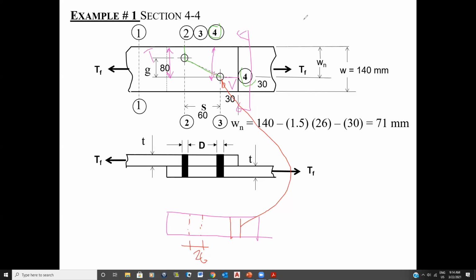Now, if I look at here, this only goes through half the hole. You see that? So therefore, it stops right there. So how much do I have here? What's half of 26? 13. Now, what's the distance from there to there?